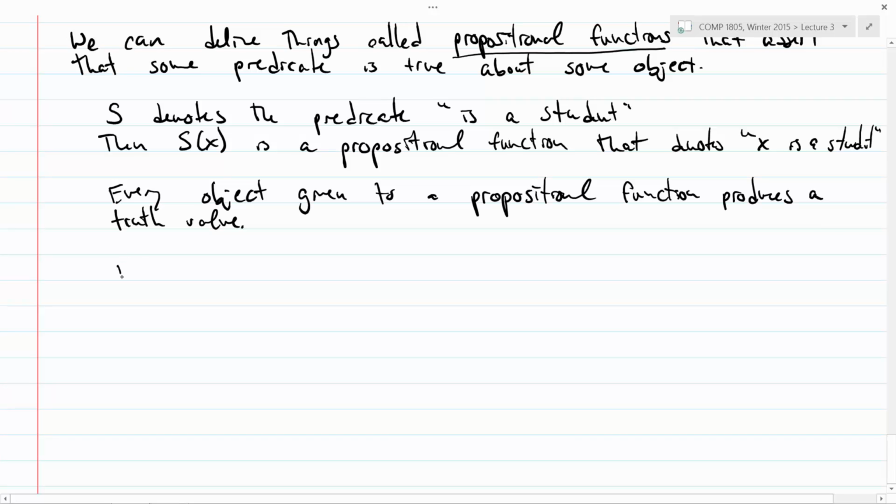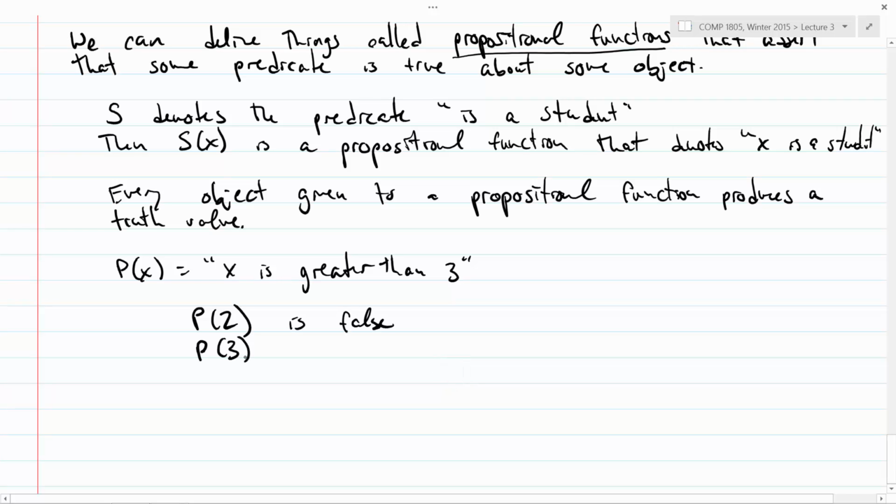All right, so as an example, if P(x) means x is greater than 3, and now we put in numbers as the objects, and I'll talk about what kind of objects you're allowed to put in a little bit later. These are really just the propositions we've already dealt with in disguise. So P(2) means 2 is greater than 3. Which is false. P(3) means 3 is greater than 3, which is false. P(4) means 4 is greater than 3, which is true. And so on.